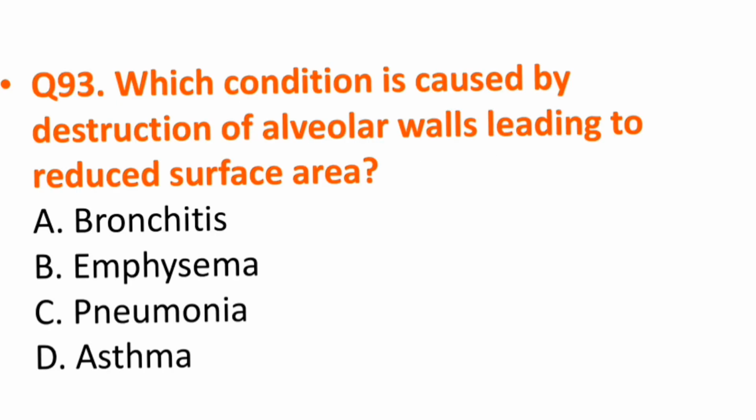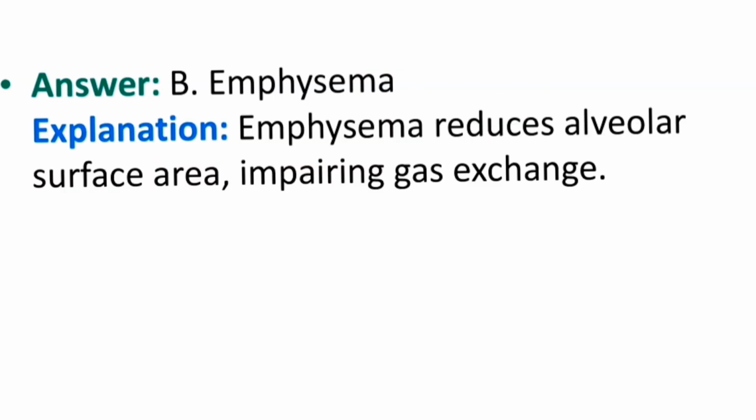Which condition is caused by destruction of alveolar walls leading to reduced surface area? Option A bronchitis, option B emphysema, option C pneumonia, option D asthma. The correct answer is option B, emphysema. Emphysema reduces alveolar surface area, impairing gas exchange.